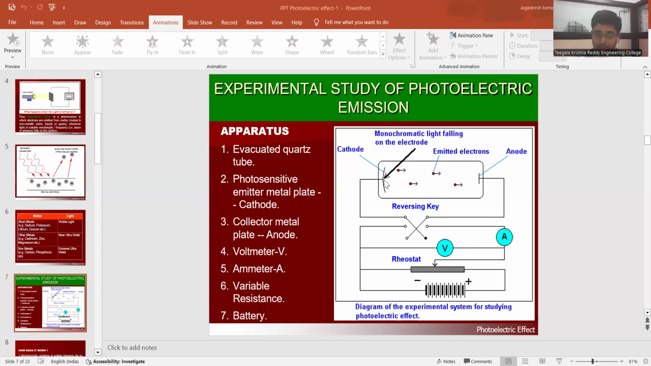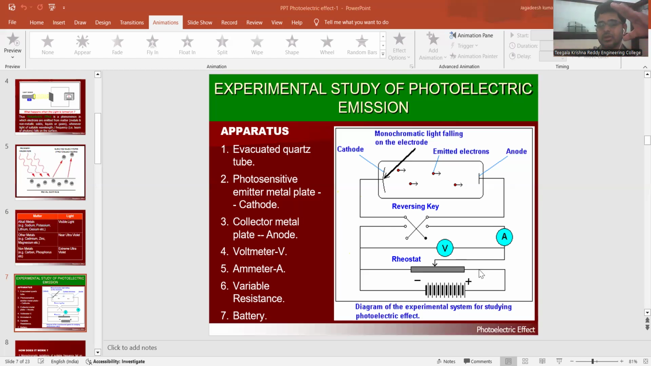Plate A, the cathode, is connected to the negative potential, and the anode, plate B, is connected to the positive potential. The anode is connected to the positive potential through the galvanometer, or we connect a voltmeter to the positive potential, and we take an ammeter.